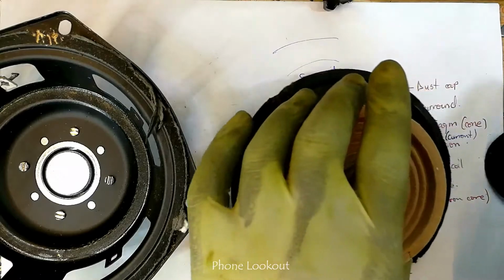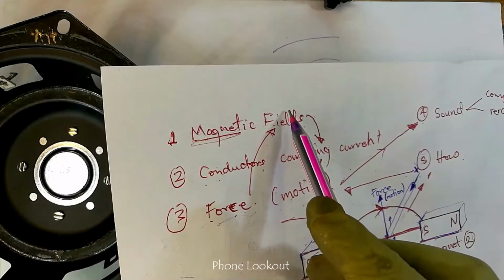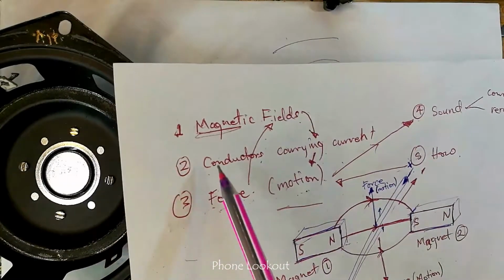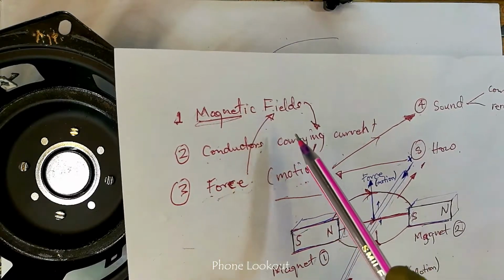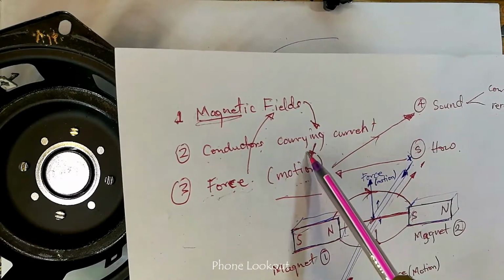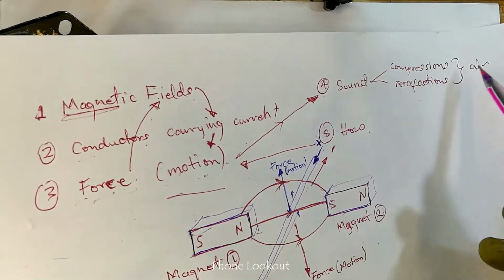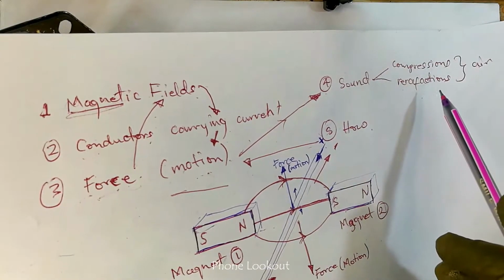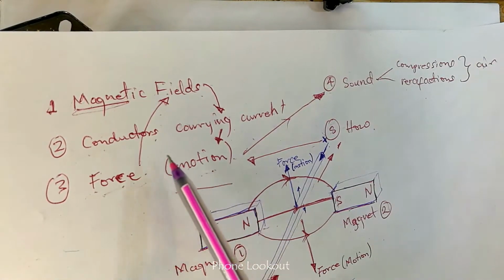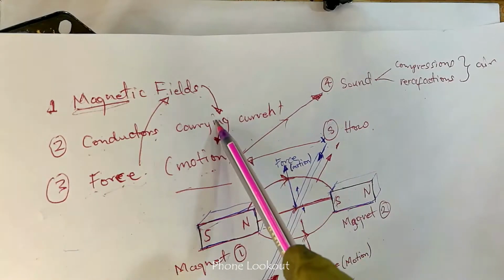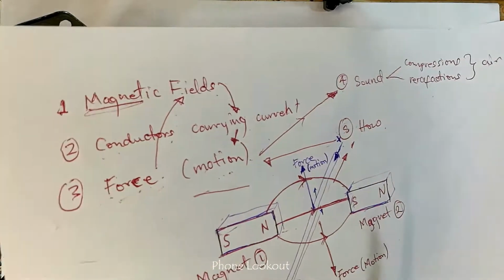So we said earlier on, to understand how a loudspeaker works, you need to understand magnets and magnetic fields. We'll dive into details of that. And then conductors carrying a current, and then the force exerted by that field on a current carrying conductor, and therefore resulting in motion. But you need to know what sound is. So sound being compressions and rarefactions of airwaves, that's what we want to get. So how do we convert that motion that is caused by a magnetic field on a current carrying conductor? How do we convert that motion into sound?